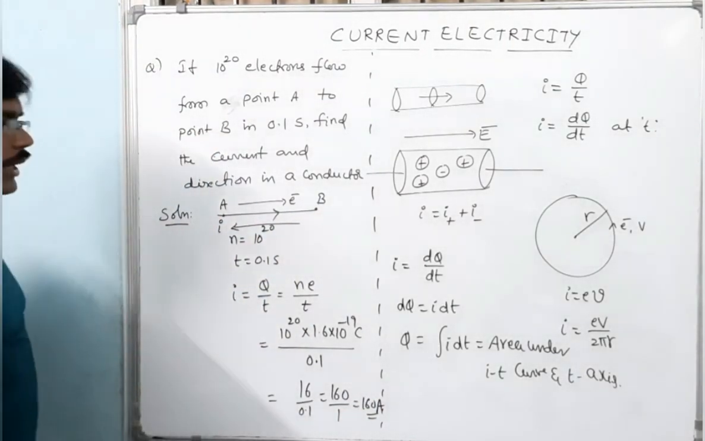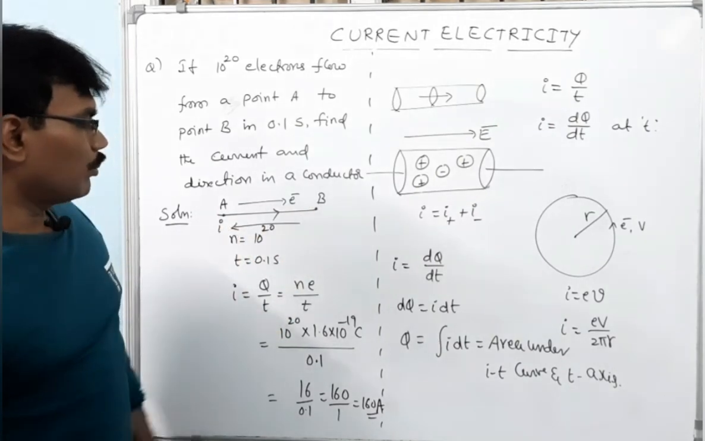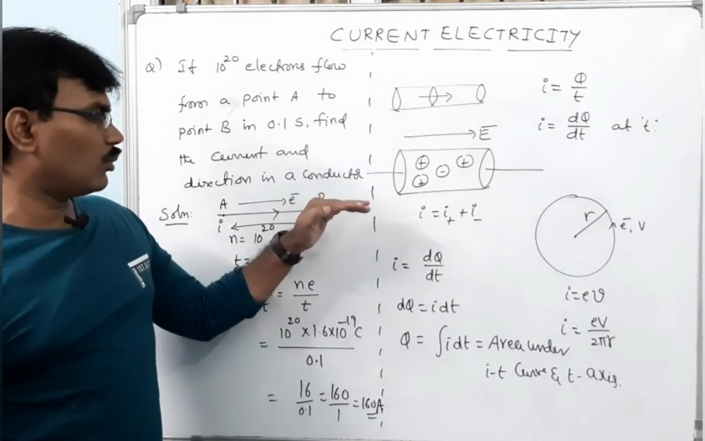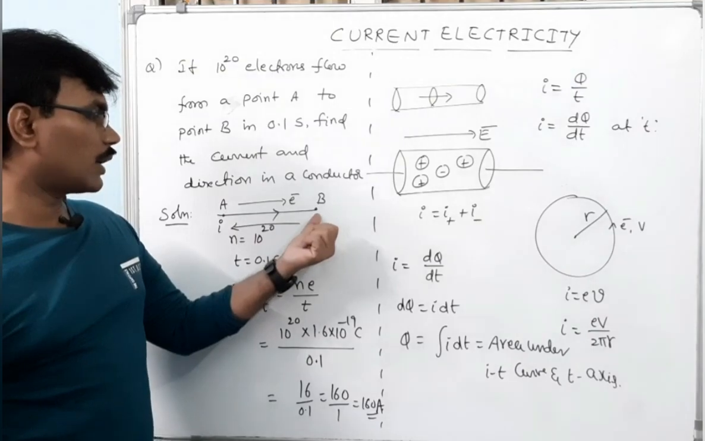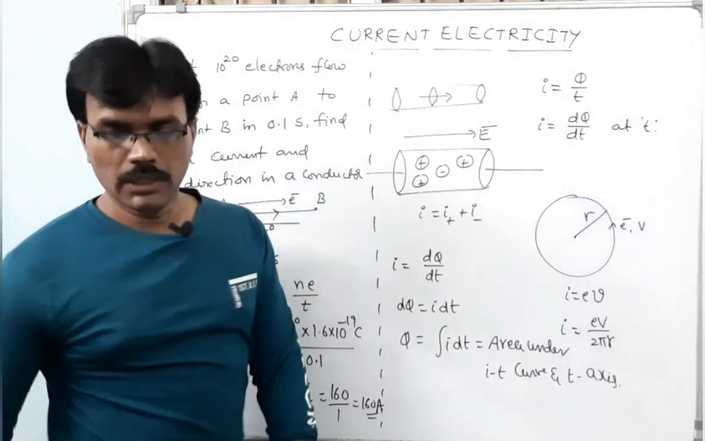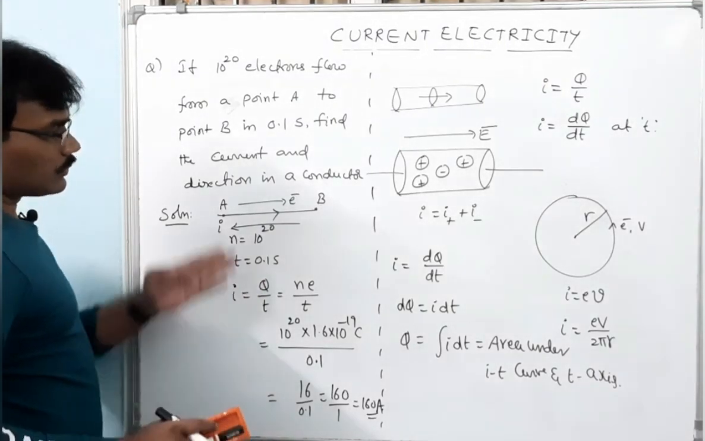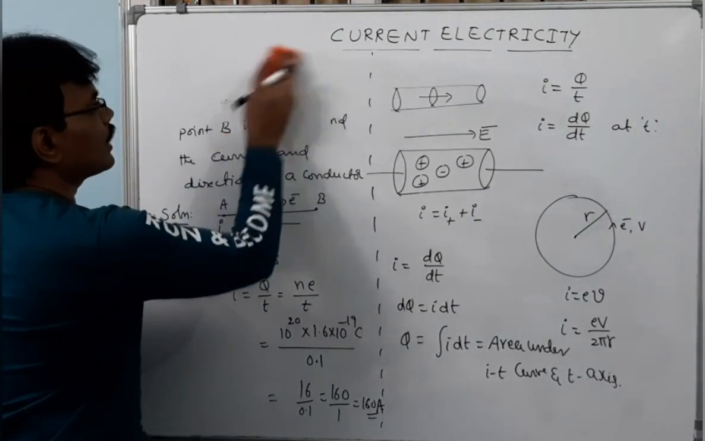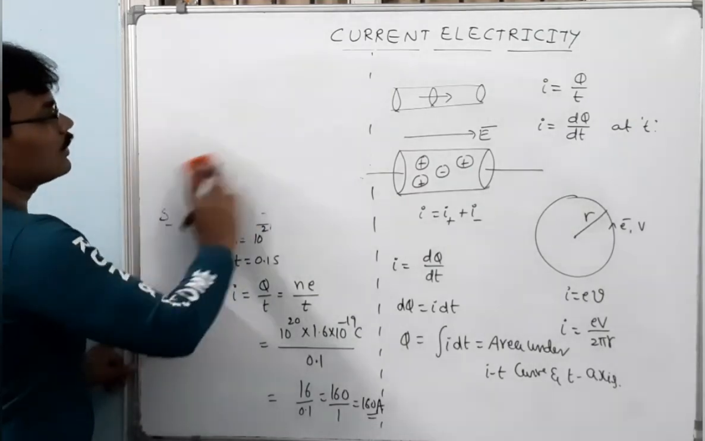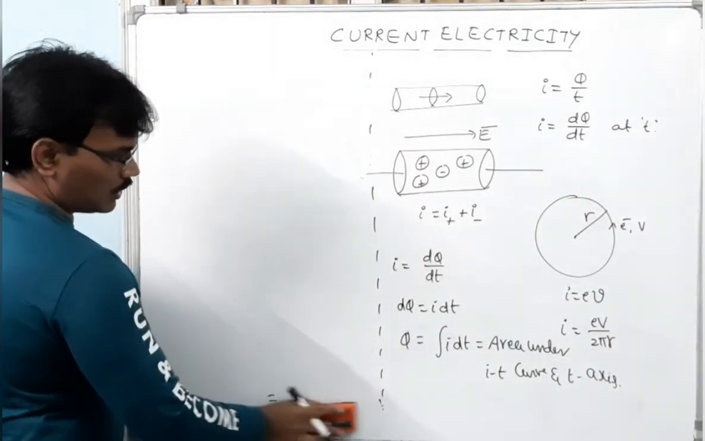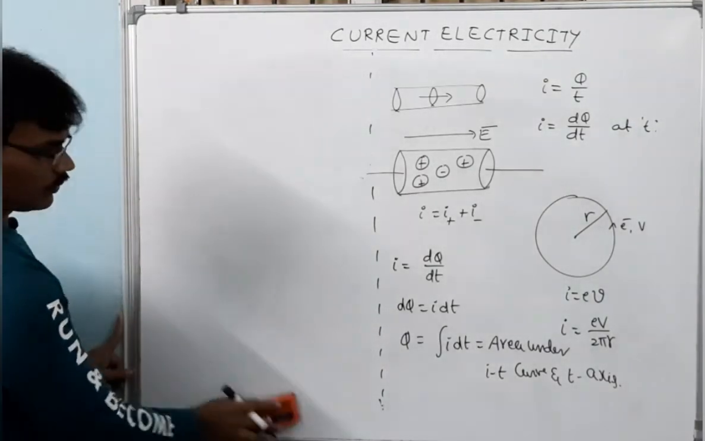That is very, very important. The direction of current is from B to A. Electrons are going from A to B, but the conventional direction of current is taken as opposite to the electron flow. So this is how simply we calculate. The current here is the average current only, because the number of electrons flowing is considered to be the same with respect to time.